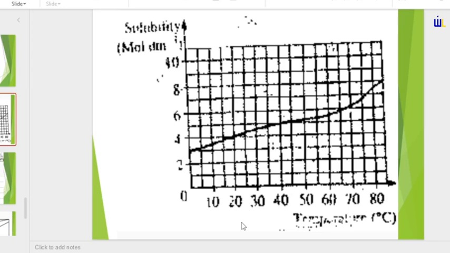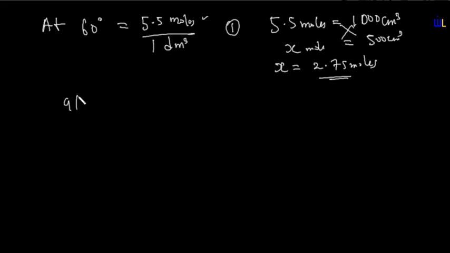Let's check. They said from 60 to 20. So 20 is on 4. Are you not seeing it's on 4? Can you guys see it now? Yes, sir. Okay, so which means that at 20, it equals 4 moles per 1 dm cube.